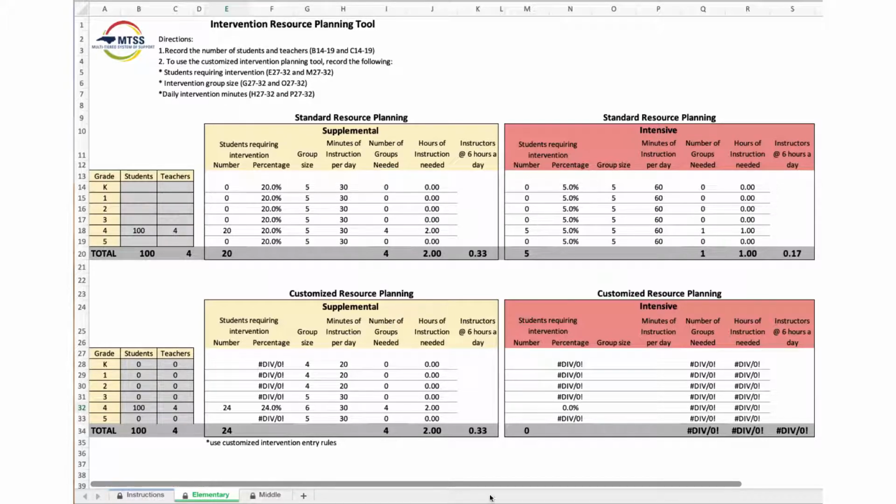The top section is the standard resource planning, which gives you a set of numbers based on the students that you have at your school and the staff that you have at your school. You may find this to be a helpful starting place when you're allocating staff for interventions or just starting out. The second section, the customized resource planning, allows you to tailor the number, the group size, and the minutes of instruction to determine the number of staff you would need to support interventions at your school.